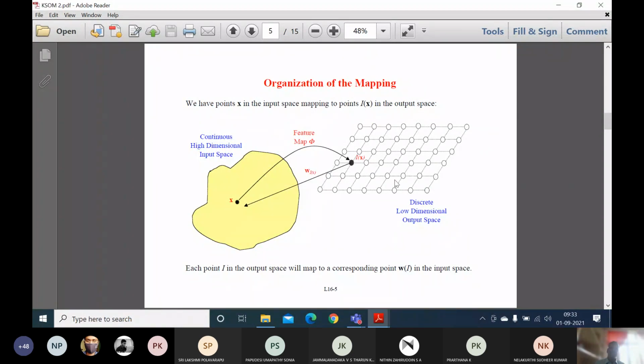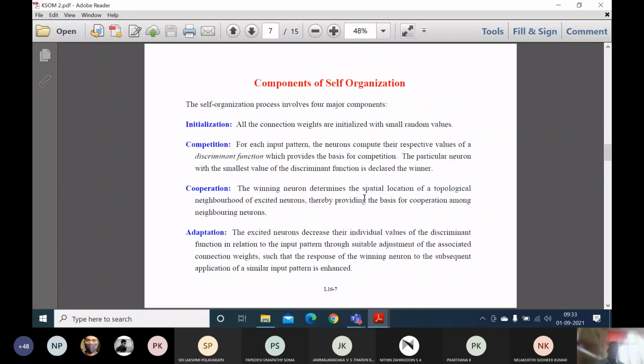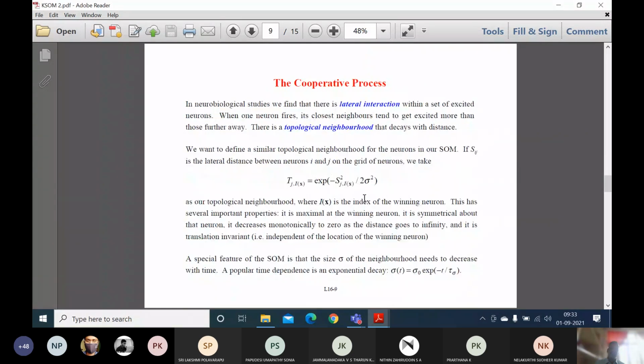If it is closer, then it may take part in the firing process, and next time it may be considered for firing also, and it may be considered as the winner neuron. So it is maximal at the winning neuron, symmetrical about that neuron, and it decreases monotonically to 0 as the distance goes to infinity. That is what they have given.